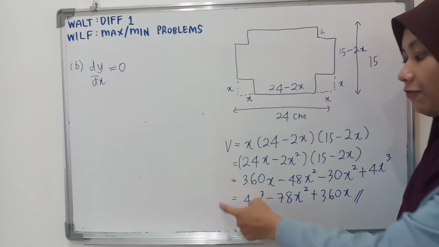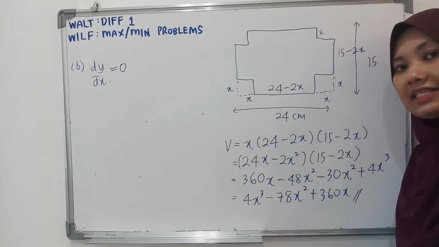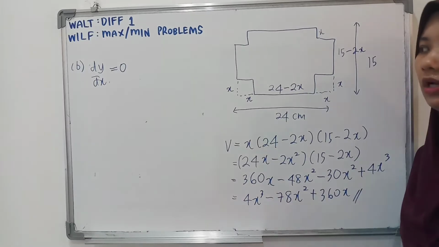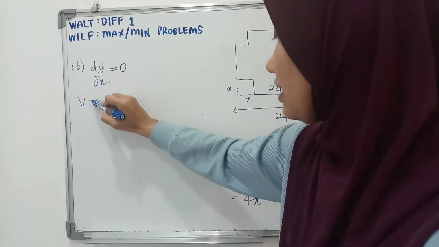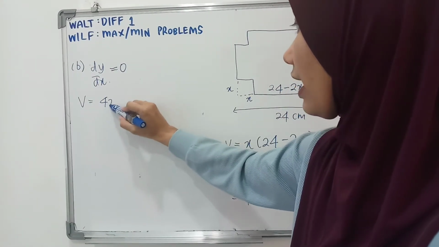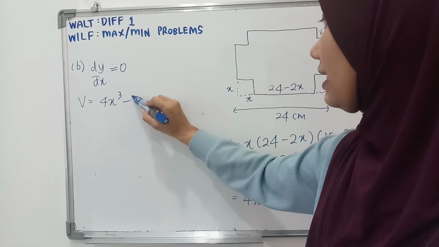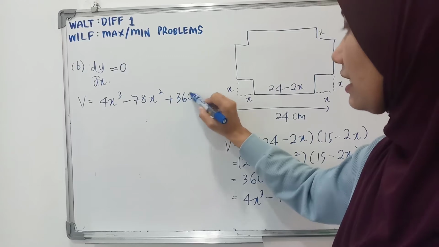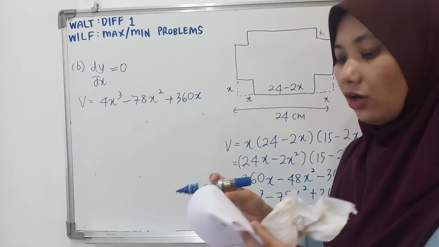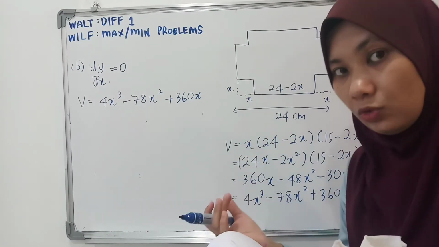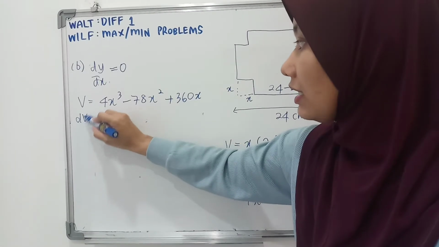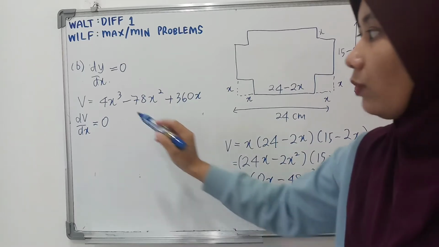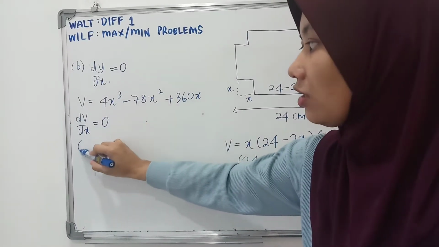But now we have V and x. So we change the letter. Instead of having dy dx equals to 0, we have dv dx equals to 0. Okay? So my V is equals to 4x cubed minus 78x squared plus 360x. Okay, in order to have stationary value, my dv dx must be equals to 0. So now we compute our dv dx. Make it equals to 0.